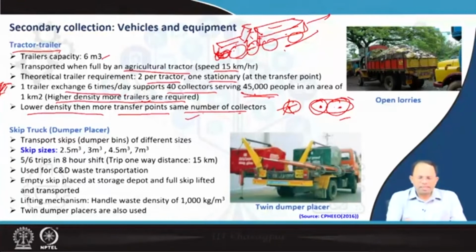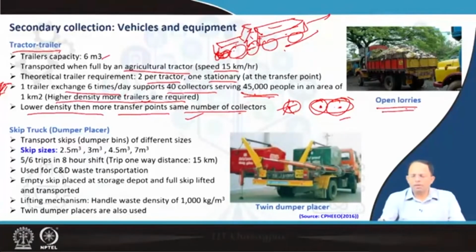So these are basic systems which you can see in some areas, but as per MSW rules, we have to move beyond this, to better vehicles and better systems. We also see this kind of open lorries in some urban areas as well, but again as per MSW rules, this is a ban. You have to have covered containers, covered vehicles, so that waste doesn't spill.